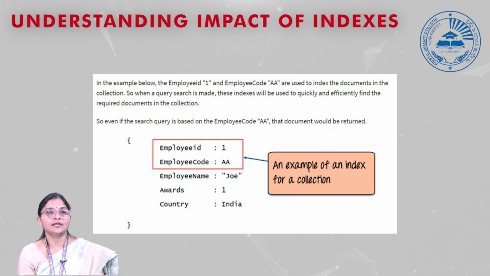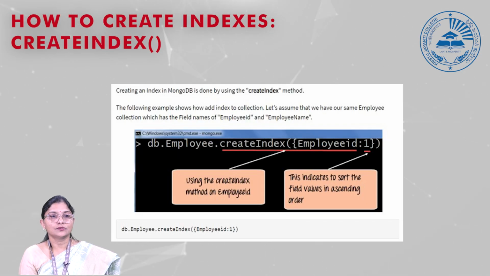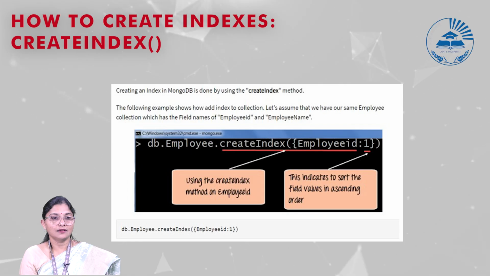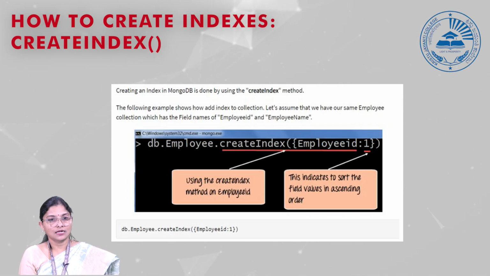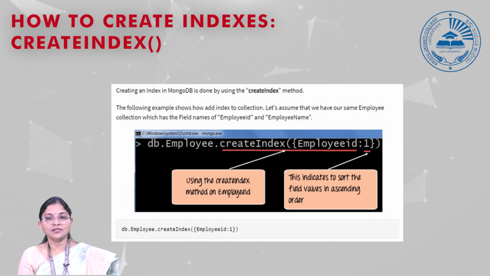Creating an index in MongoDB is done by using the createIndex method. The syntax is: write the database object, dot, collection name, dot, createIndex, then within the parentheses mention the keys on which you are going to index the collection. In this example, we have created an index on the employee collection using the key employee ID: db.employee.createIndex of employeeID colon 1. The parameter 1 indicates to sort the field values in ascending order.